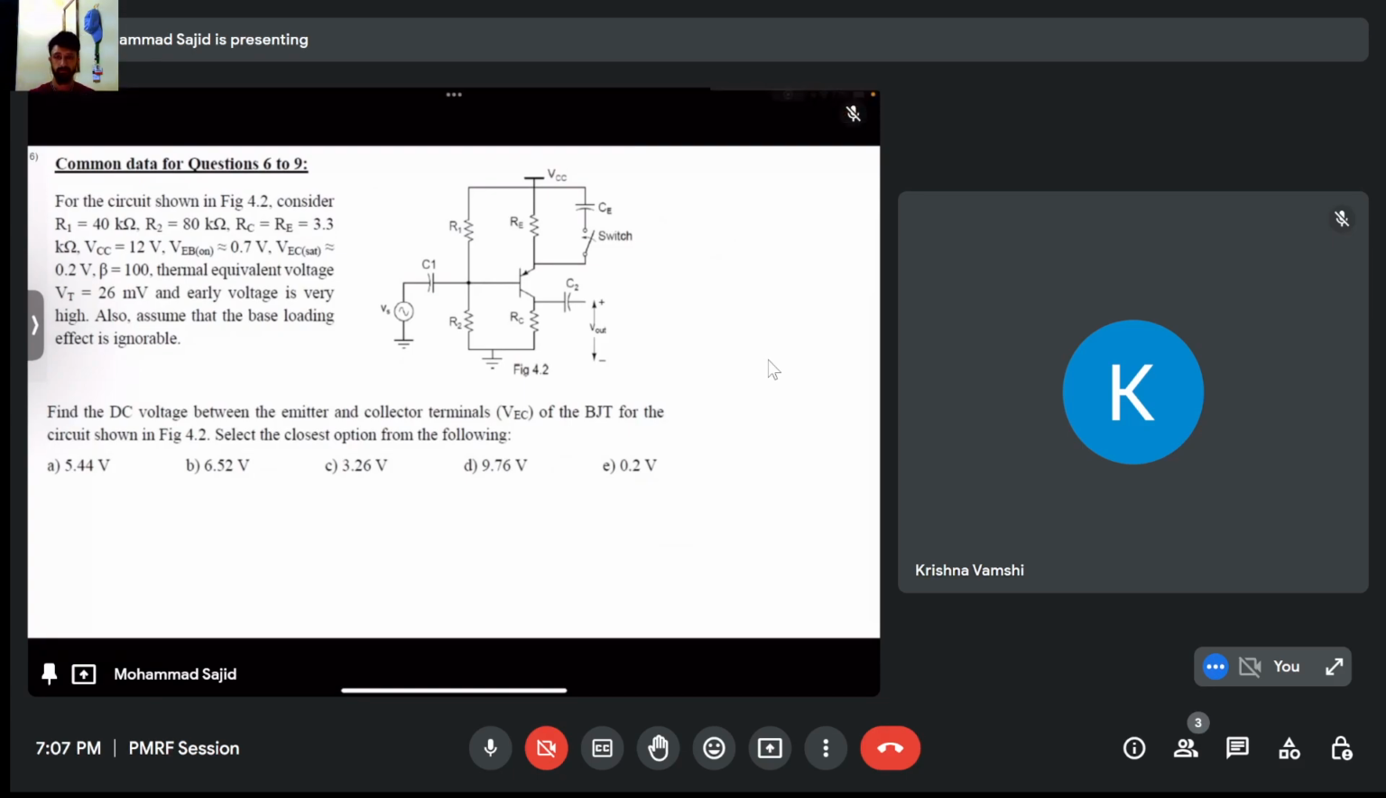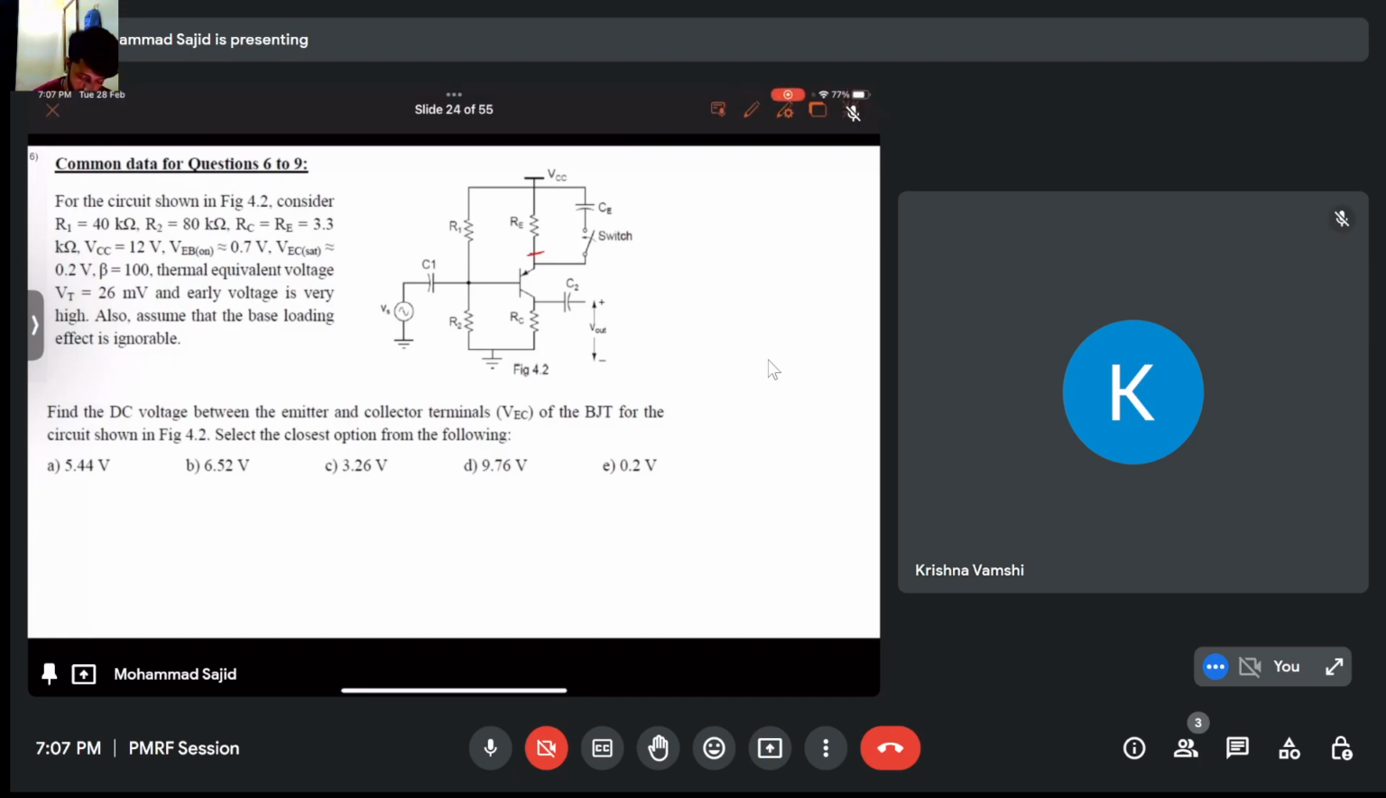This question number 2, again on BJTs. So what does the question say? You have circuit in front of you, you have all the values. So first question says find the DC voltage between emitter and collector terminals. Okay, so this is PNP, so this is E, this is C. We have to find VEC, right?